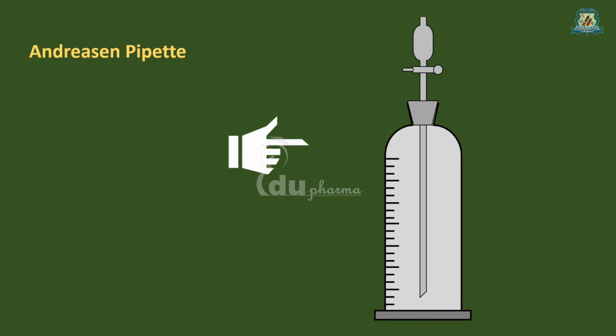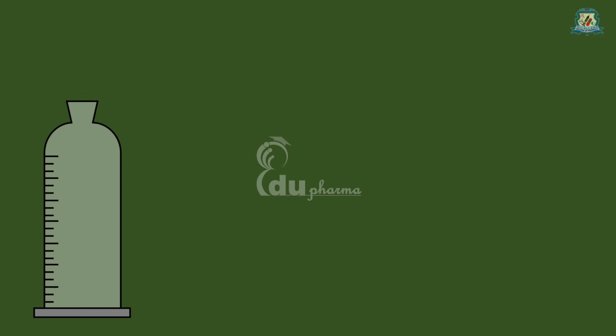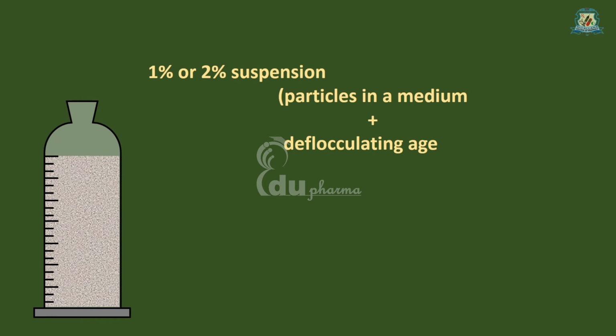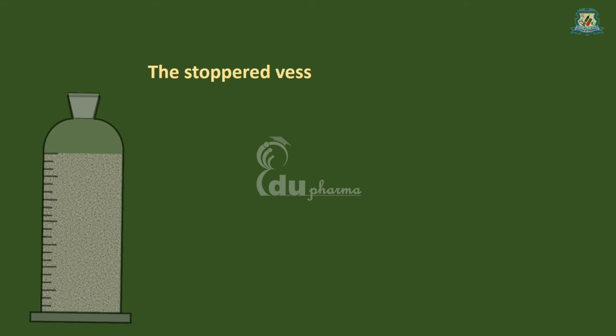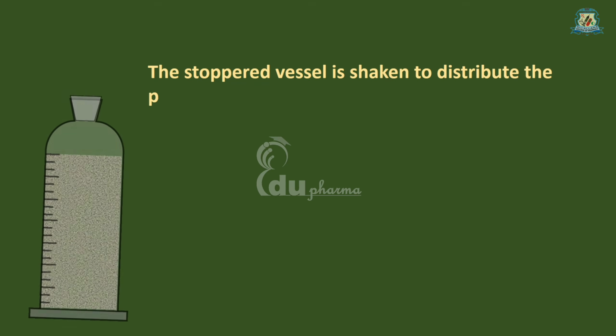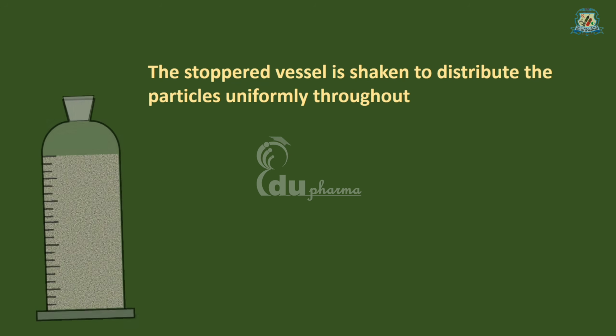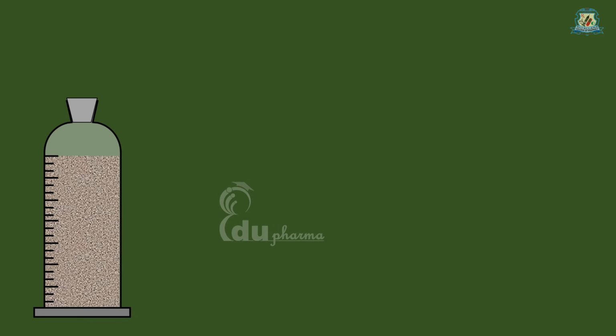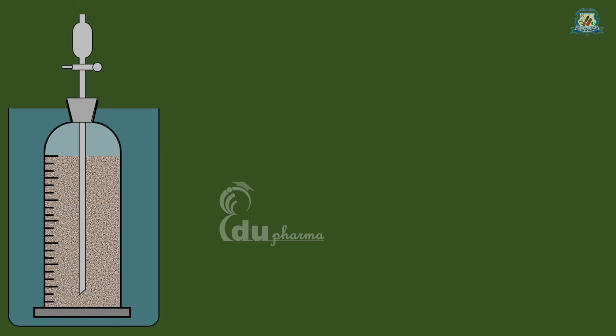To carry out this experiment in the lab, we will need an apparatus known as the Andreasen pipette. Let's see how it can be performed. A 1 or 2% suspension of particles in a medium containing a suitable deflocculating agent is introduced into a vessel and brought to the mark. The stoppered vessel is then shaken to distribute the particles uniformly throughout the suspension. Now, the apparatus with a pipette in place is clamped securely in a constant temperature bath.